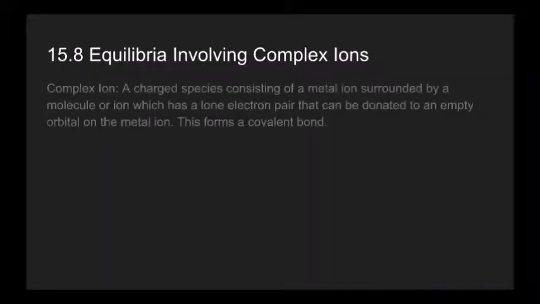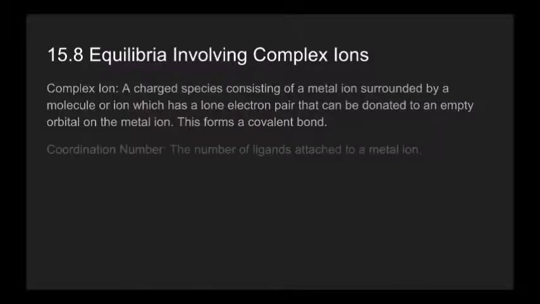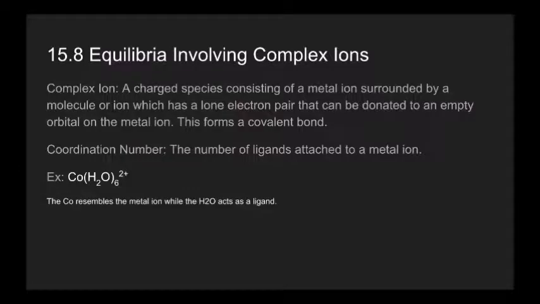Next section is equilibria involving complex ions. A complex ion is a charged species consisting of a metal ion surrounded by ligands, which have a lone electron pair that can be donated to an empty orbital on the metal ion. This forms a covalent bond. Coordination number is the number of ligands attached to a metal ion. For example, Co(H2O)6 2+. The Co represents the metal ion while the H2O acts as a ligand, and this has a coordination number of 6 because there are 6 H2Os.